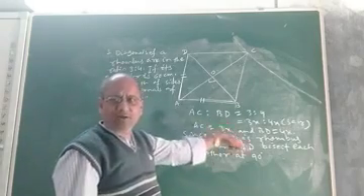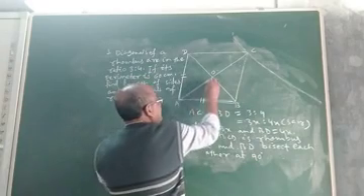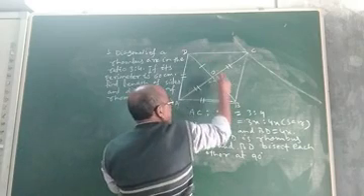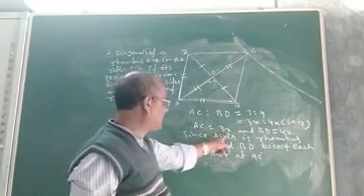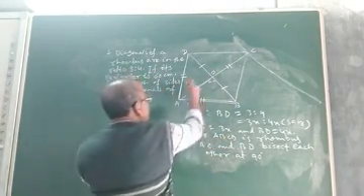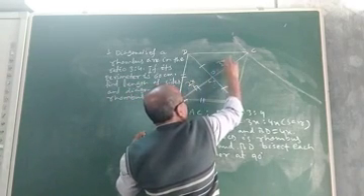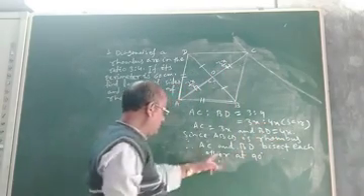And if the two diagonals bisect each other at 90 degrees, what does it mean? That means diagonal AC will be divided into 2 equal parts and diagonal BD will be divided into 2 equal parts. Now, what is the length of AC? It is 3x, so this will be 3x by 2 and this will also be 3x by 2. What is the length of BD? It is 4x, so 4x by 2.